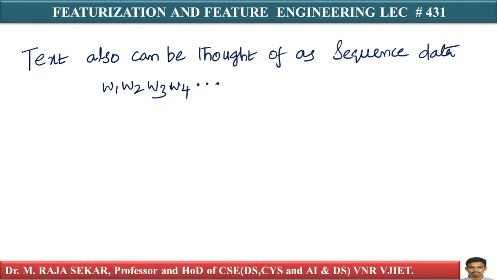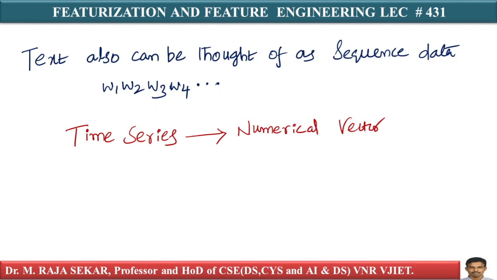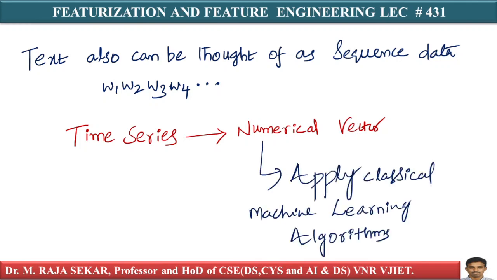Time series occurs a lot of times. In this lecture we will learn some simple techniques to convert time series data into a numerical vector. That is important. Once you convert it into a numerical vector, we can apply our classical machine learning algorithms. All the algorithms which we learned till now can be applied to time series data very easily.